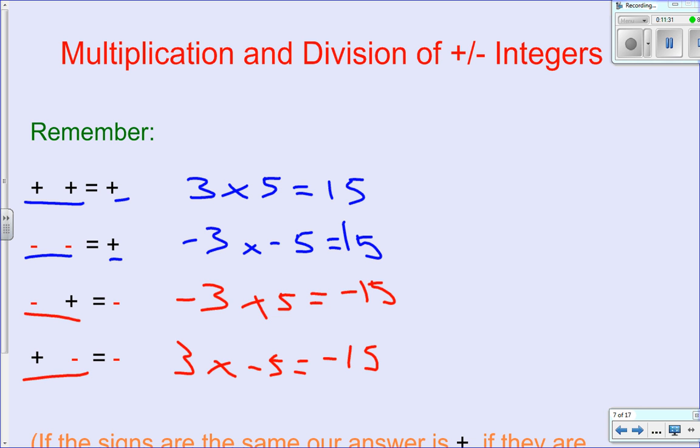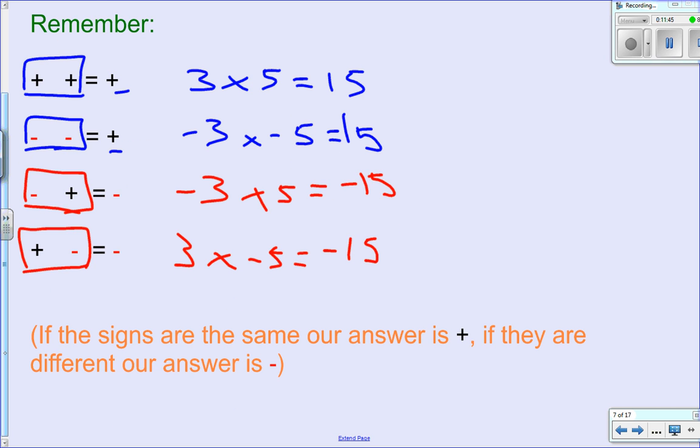Here's what you need to remember. If both of the signs are the same, as they were up top, my answer is positive. If the signs are different, as they are below in red, then my answer is negative. Just a quick visual reminder for you right there.